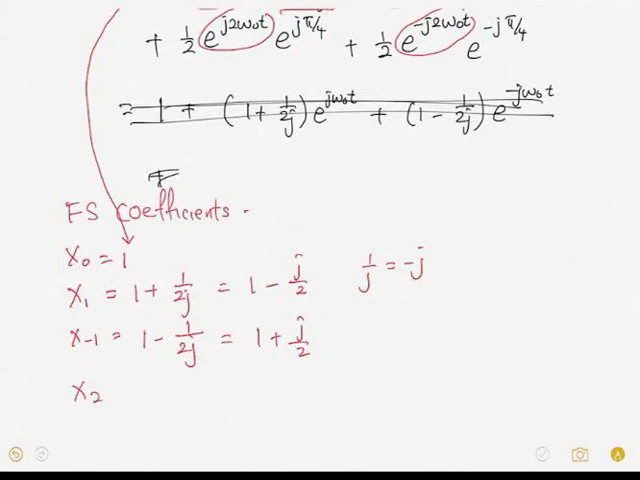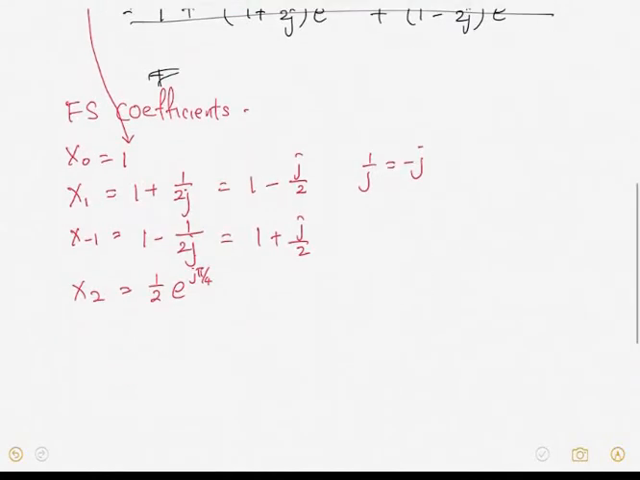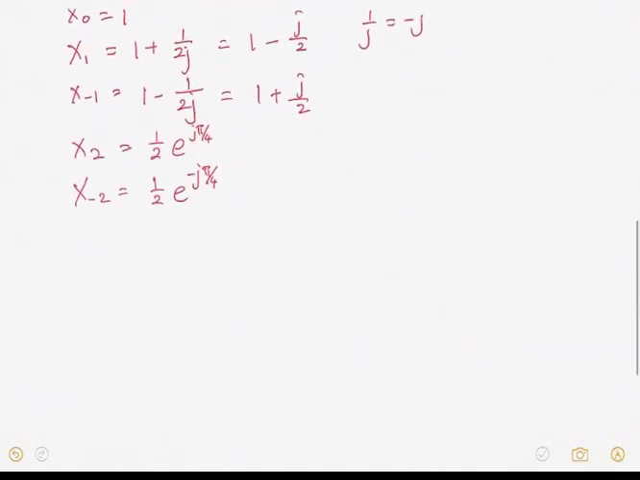And then you have x2. x2 refers to the exponent 2 omega naught, so you have half of the exponent j pi over 4. And for the negative 2 omega naught, you have half of the exponent minus j pi over 4. Okay, what does this mean? Do you know what exponent j pi over 4 gives? What is the magnitude?